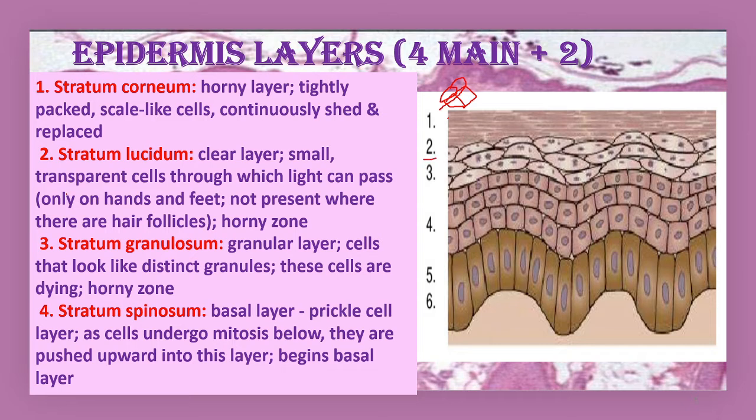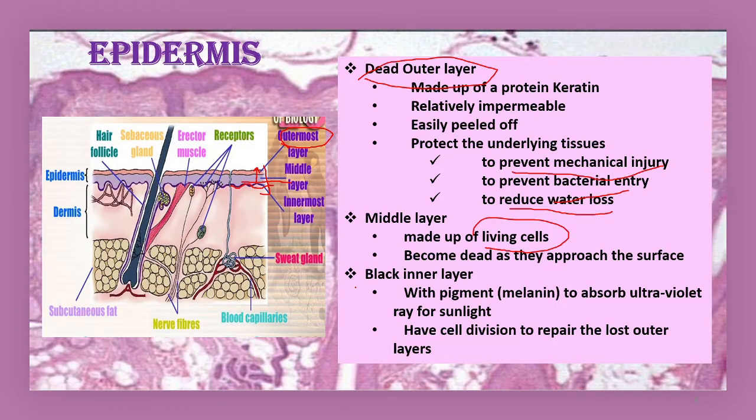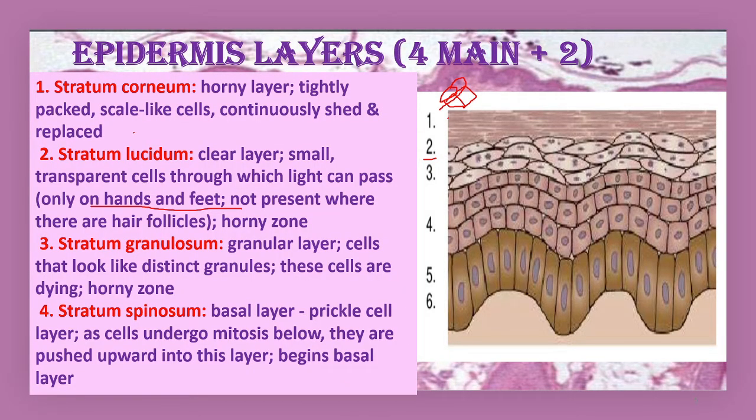The second layer is called the stratum lucidum. This is a very clear layer that you can see here, and it is made up of very small transparent cells through which light can pass, and these are present only on hands and feet, and not where there are hair follicles. I'll show you the previous diagram. You can see this is the region where there is a hair follicle present. Where there is a hair follicle, this stratum lucidum is not present.